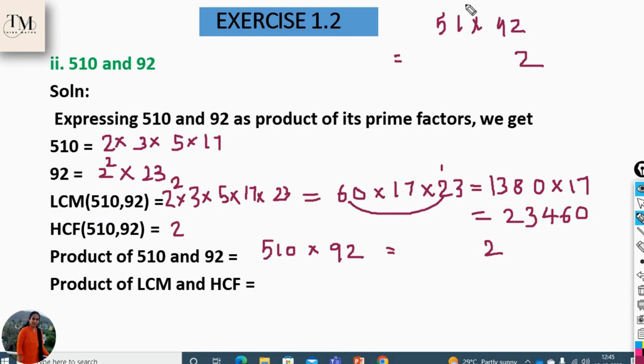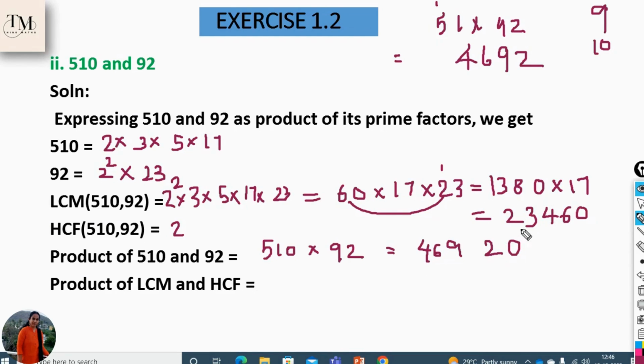Next, the product of inner value. So inner value is 1 into 2 is 2. Outer value is 5 into 2, 10, and 1 into 9 is 9. So 10 plus 9 is 19. Balance 1. So what is the product of the tens place? 5 into 9, 45. So 45 plus 1, 46. Okay. So the product of 510 and 92 is 46920.